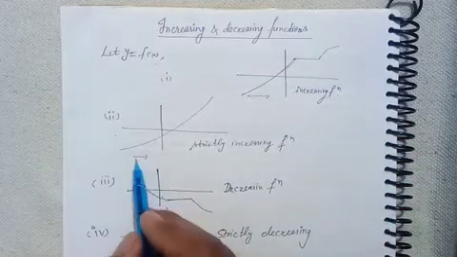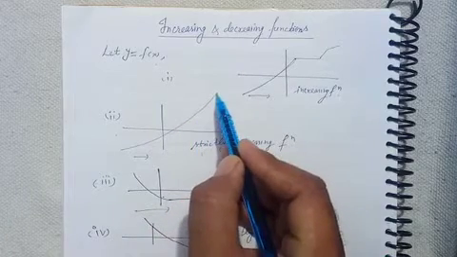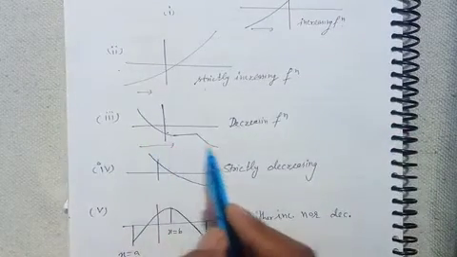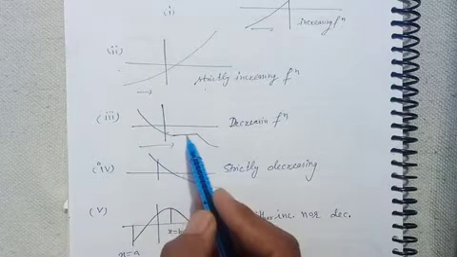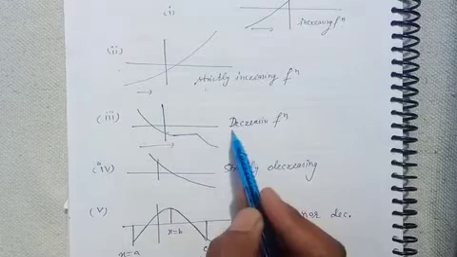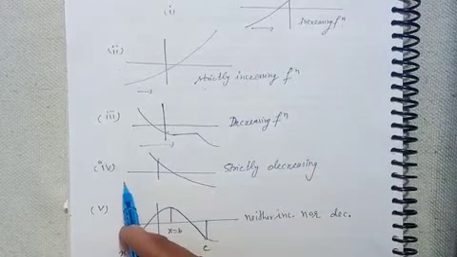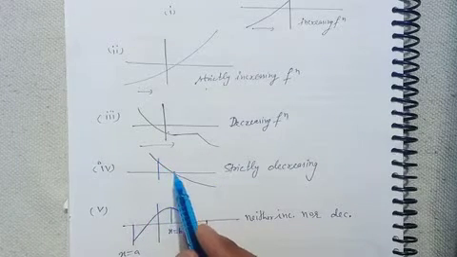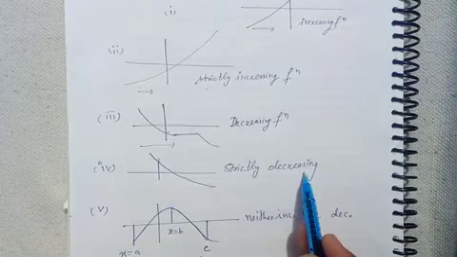Second, if x increases, then y increases continuously. Such functions are known as strictly increasing function. Third situation, if x increases, then either y decreases or y is constant. Then functions are known as decreasing function. Fourth, if x increases, then y reduces continuously. Such functions are known as strictly decreasing functions.